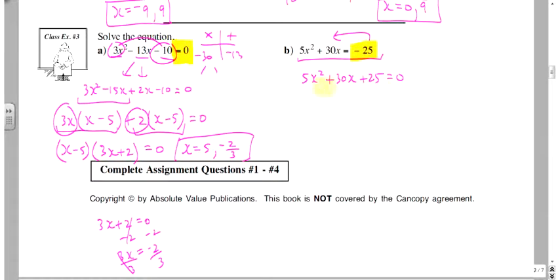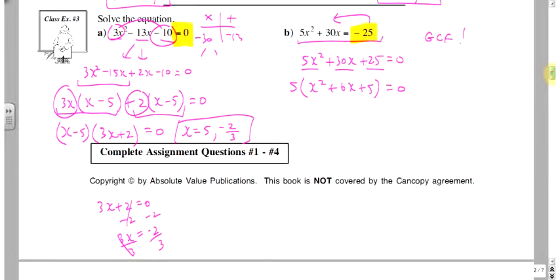Okay? I'm not going to do this one. It's pretty similar to one we just did, but what do you want to do first here? Make your life easier. Okay? Because I'd much rather factor x squared plus 6x plus 5 instead of 5x squared plus 30x plus 25. Right? That one I can do by inspection.